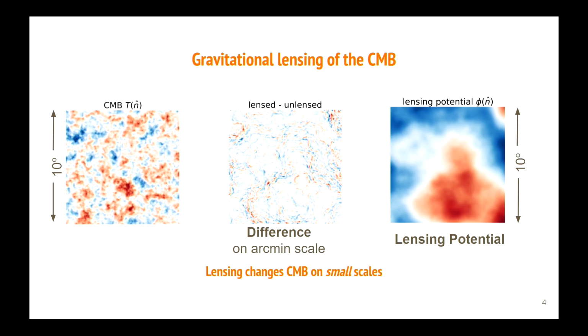So here is a demonstration of the effect of CMB lensing. The gravitational lensing leads to distortion of the hot and cold spots in the CMB map. These distortions are at the level of arc-minute scale, as shown here in this difference image. However, these arc-minute scale fluctuations are not randomly distributed, and there is some correlation pattern, and that comes from the lensing potential that is causing the lensing.